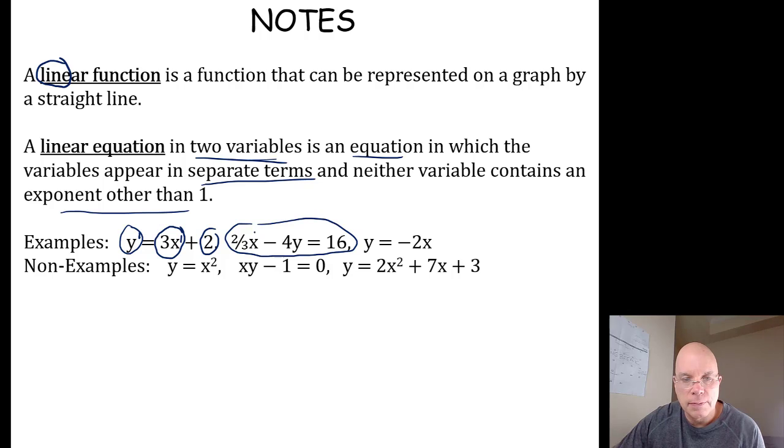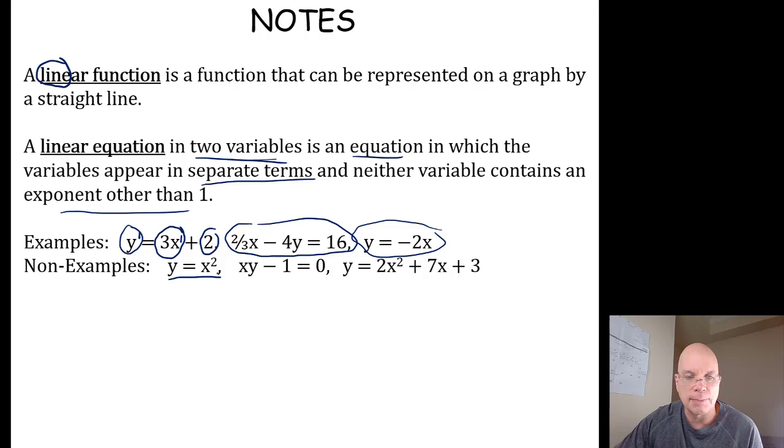This one is also a line. I've got two variables, x and y. They're in separate terms and the exponents for both variables are 1. This is also a linear equation, even though it looks different than the others. There's no constant term, but the x and the y are in separate terms. Notice they don't have to be on different sides of the equation either. They can be on the same side. We could manipulate them to put them on separate sides, and we'll work on that a little later. But I've got two variables, they're in separate terms, and the exponent on both of them is 1.